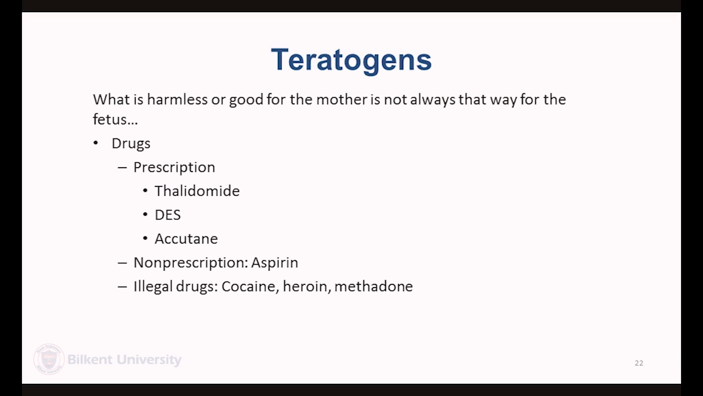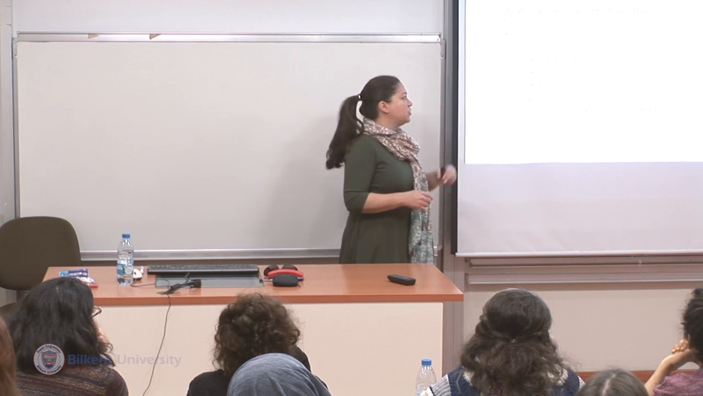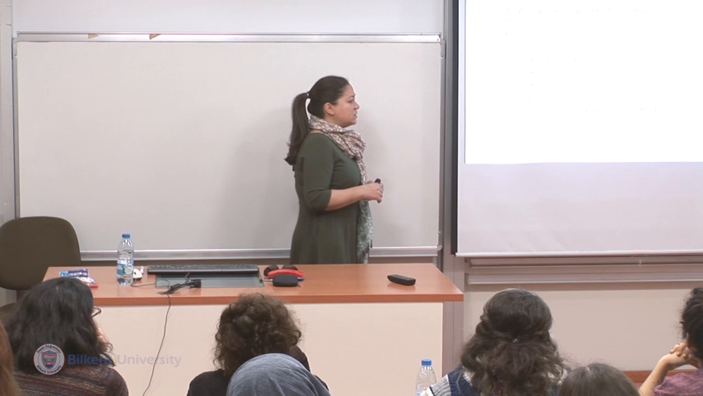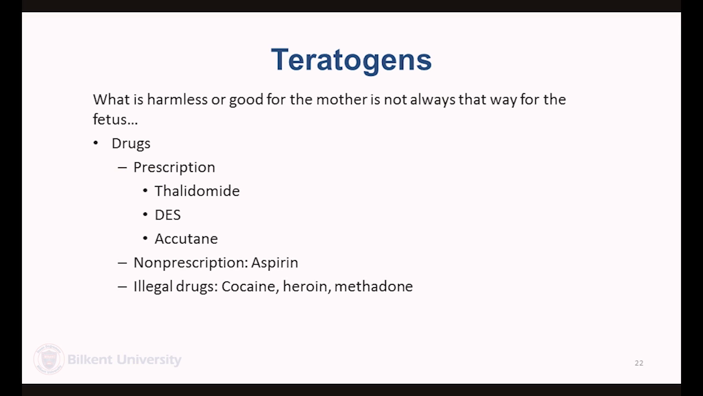It's just for illustration purposes. So we have to keep in mind that when we say teratogen, we don't mean only substances that are harmful to the mother. The substance could be good for the mother, but it's not always that way for the developing fetus. These could be prescription drugs. And yes, we talked about thalidomide. DES or Accutane are other examples. It could be non-prescription drugs, so something like aspirin, for example.